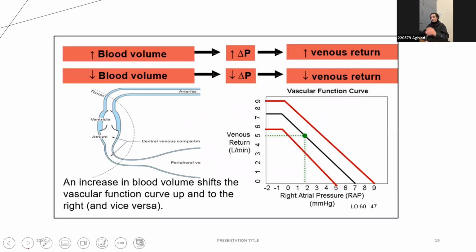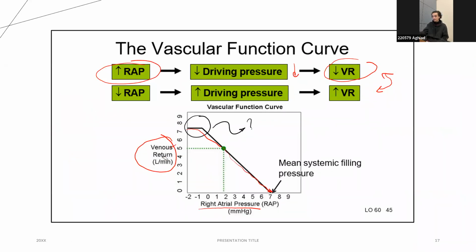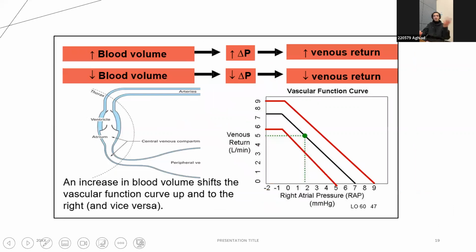Now we're getting to the nitty-gritty. So this is the graph that we've previously talked about. See here. This is just at a normal state. Okay. Now what would happen to that graph if we increase blood volume? We increase the blood volume. What would happen to that graph?